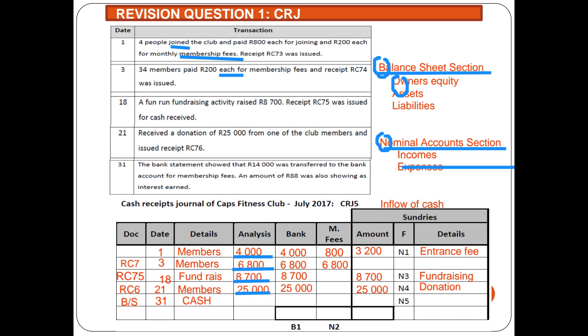Because obviously you don't have the column for that, okay? And then you're gonna write interest, or you can just write interest received. It's up to you. So I'm just gonna write interest. Obviously, I must put the amount of interest under which column? Amount. The amount. Thank you so much.